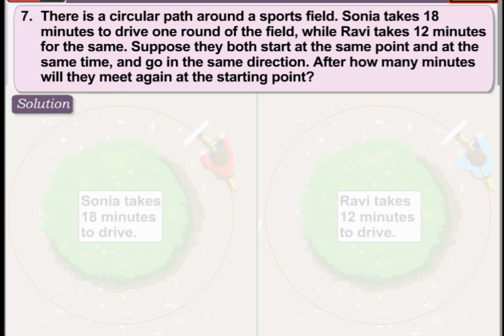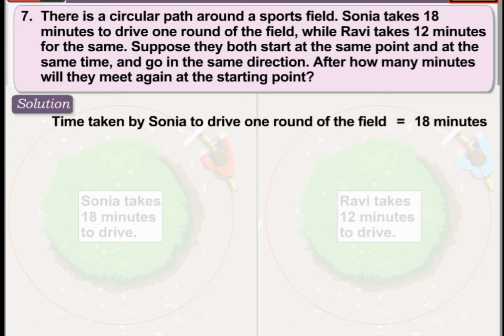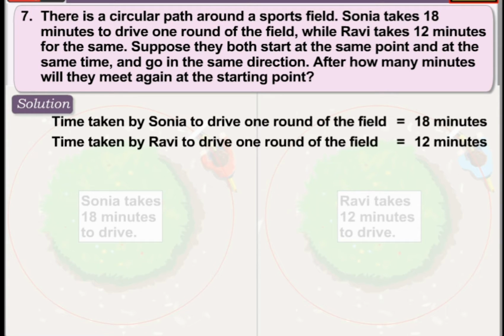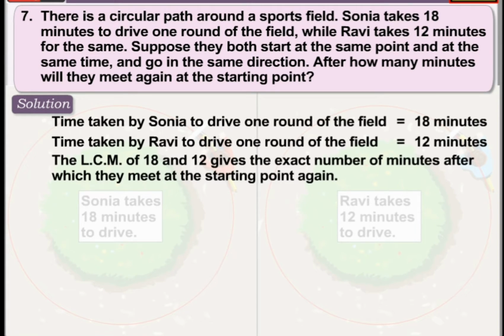Solution. Time taken by Sonia to drive one round of the field is 18 minutes. Time taken by Ravi to drive one round of the field, 12 minutes. The LCM of 18 and 12 gives the exact number of minutes after which they meet at the starting point again.